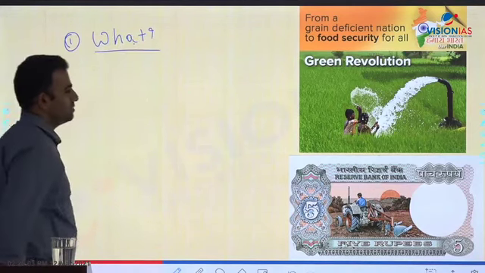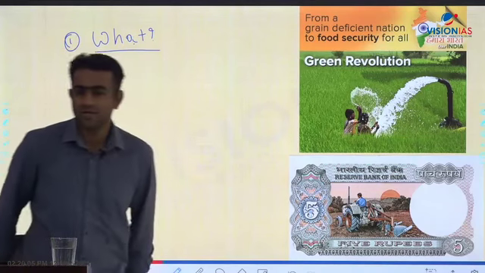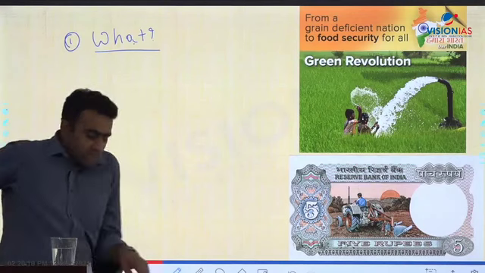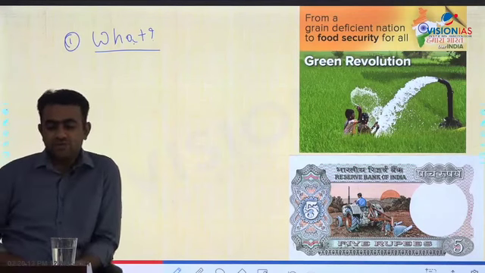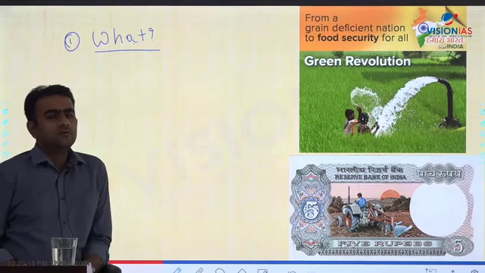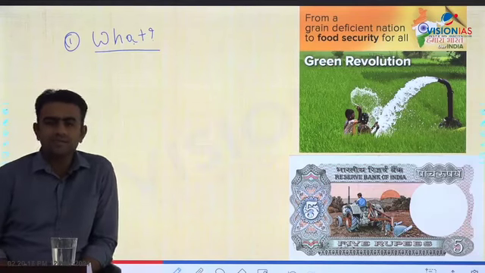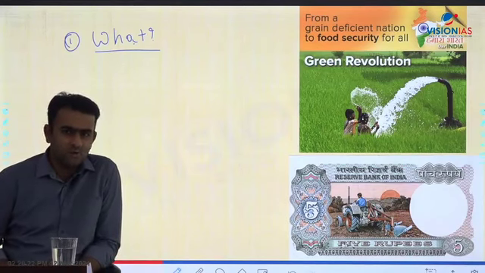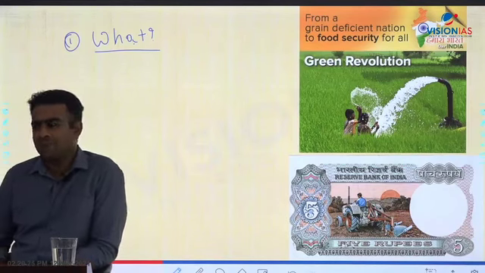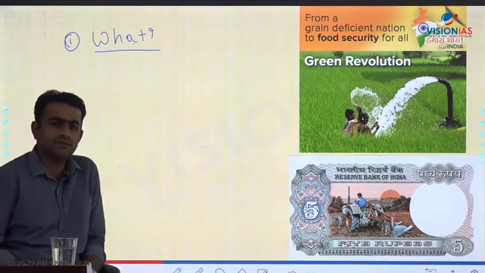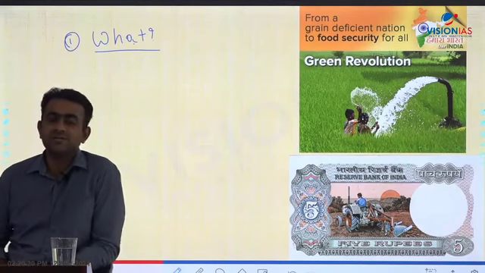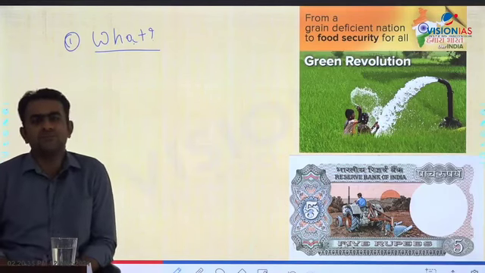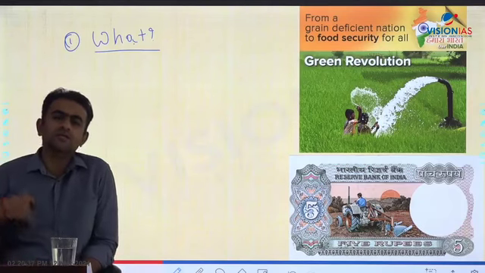What is green revolution? Revolution in agriculture, right? That is why it is called green revolution. So when India got independence, in the 1950s, we were a very populous country, but we were not self sufficient in terms of agricultural production. Our agriculture production was very low क्योंकि overall agriculture sector तो बहुत खराब हो गया था.